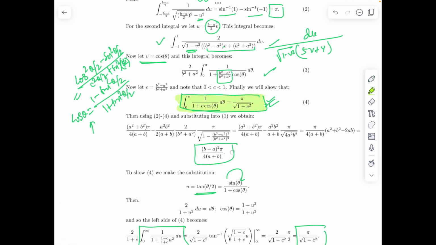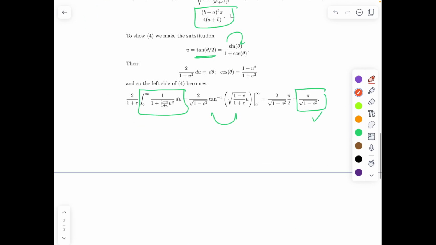Especially in JEE, this can just be a part of the problem because they can give you a 4 marks problem like this. It can possibly come both in mains and advanced. Right, where you have to find the value of the integral from 0 to pi of 1 over 1 plus c cos theta. And remember, c has to be between 0 and 1 because b square minus c square is always lesser than b square plus c square.